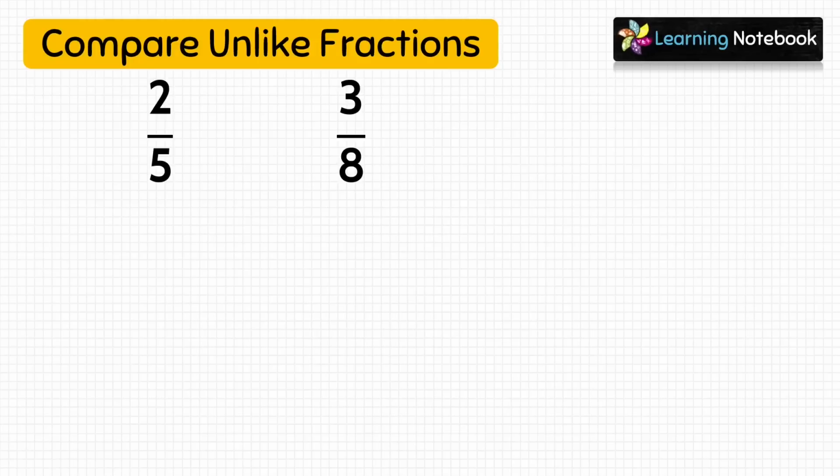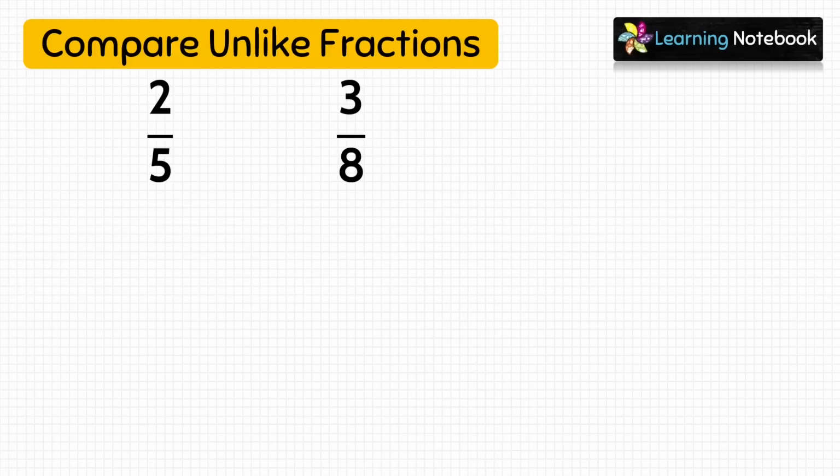Let's compare two unlike fractions, 2 by 5 and 3 by 8. Since these are unlike fractions, their denominators are different. So we cannot just compare the numerators. Instead, we will use the cross multiplication technique. So students, look here carefully.